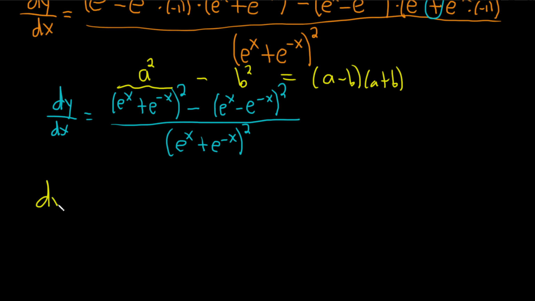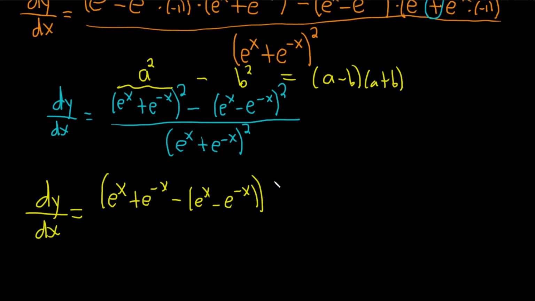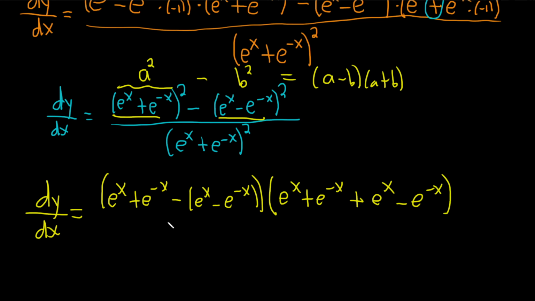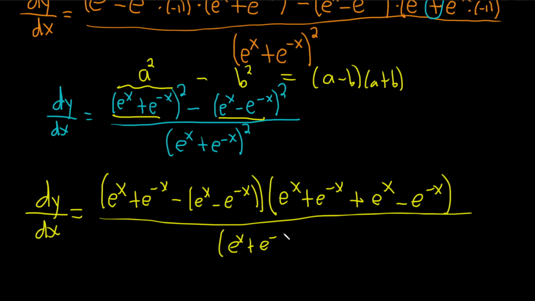So dy/dx, it's going to be a, so that's going to be e^x plus e^(-x) minus b, so e^x minus e^(-x). Okay, so just a minus b, did that fast. A minus b, and then a, so e^x plus e^(-x) plus b, e^x minus e^(-x), going a little bit faster, over, and then e^x plus e^(-x) squared.